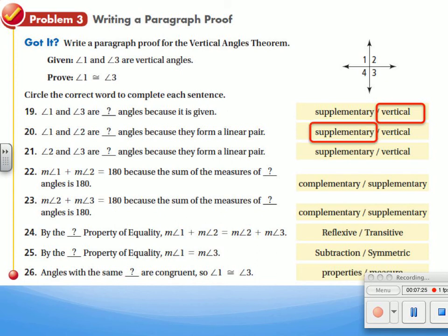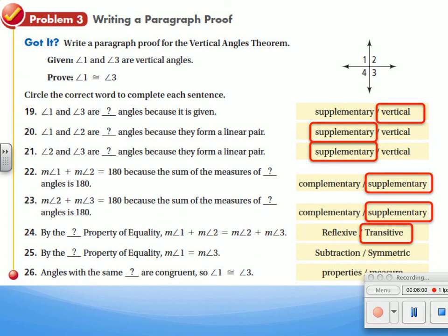Angle 1 and angle 2 are supplementary angles because they form a linear pair. Likewise, angle 2 and angle 3 are supplementary angles because they form a linear pair. The measure of angle 1 plus the measure of angle 2 equals 180 because the sum of the measures of supplementary angles is 180. The measure of angle 2 plus the measure of angle 3 equals 180 because the sum of the measure of supplementary angles is 180.